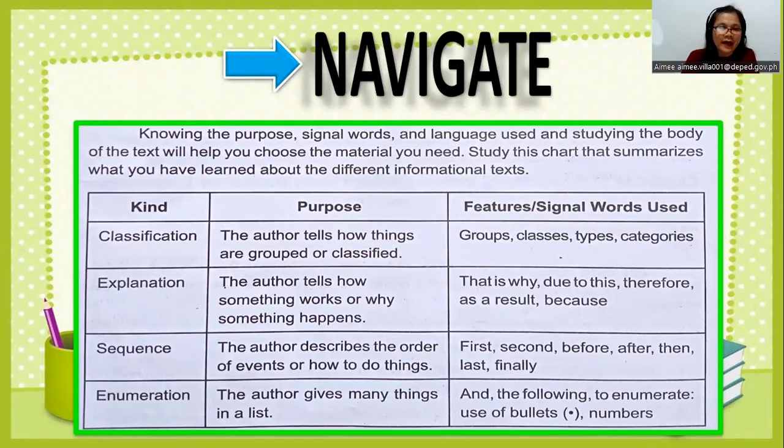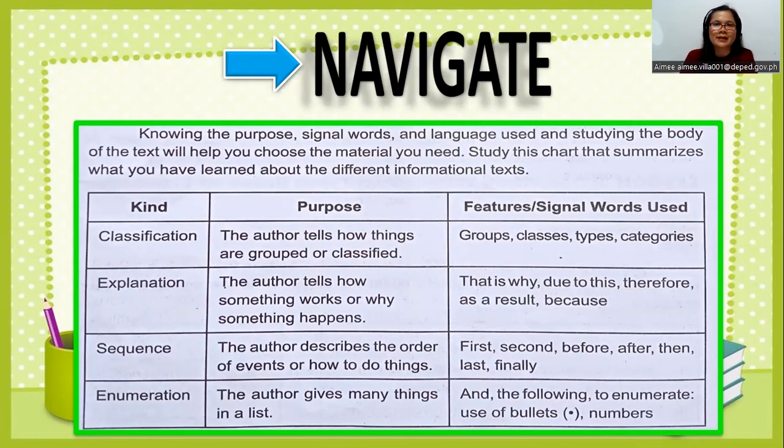So for classification, the author tells how things are grouped or classified. Groups, classes, types, categories are the signal words. Explanation: the author tells how something works or why something happens. So signal words are that is why, due to this, therefore, as a result, and because.